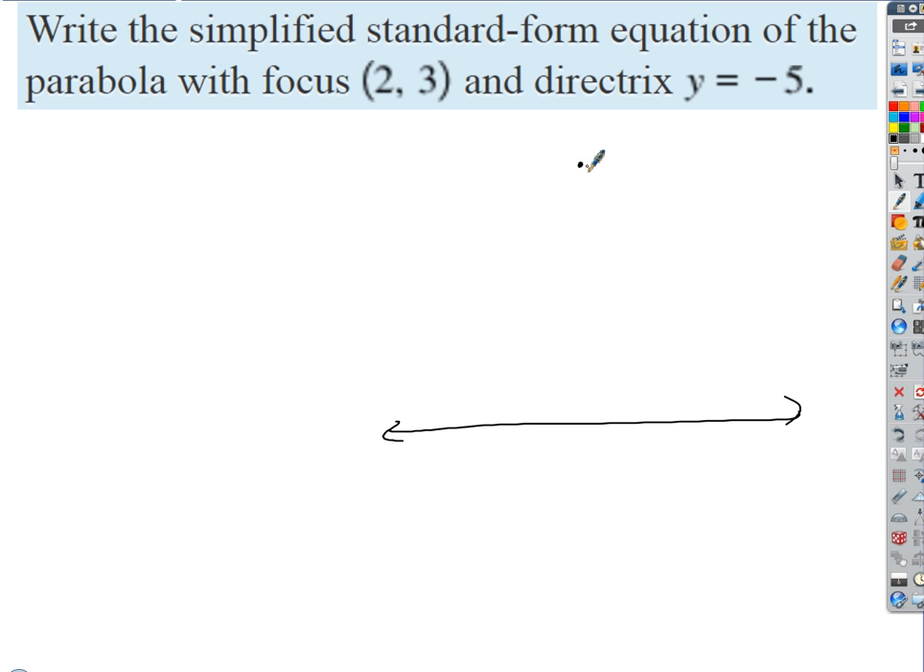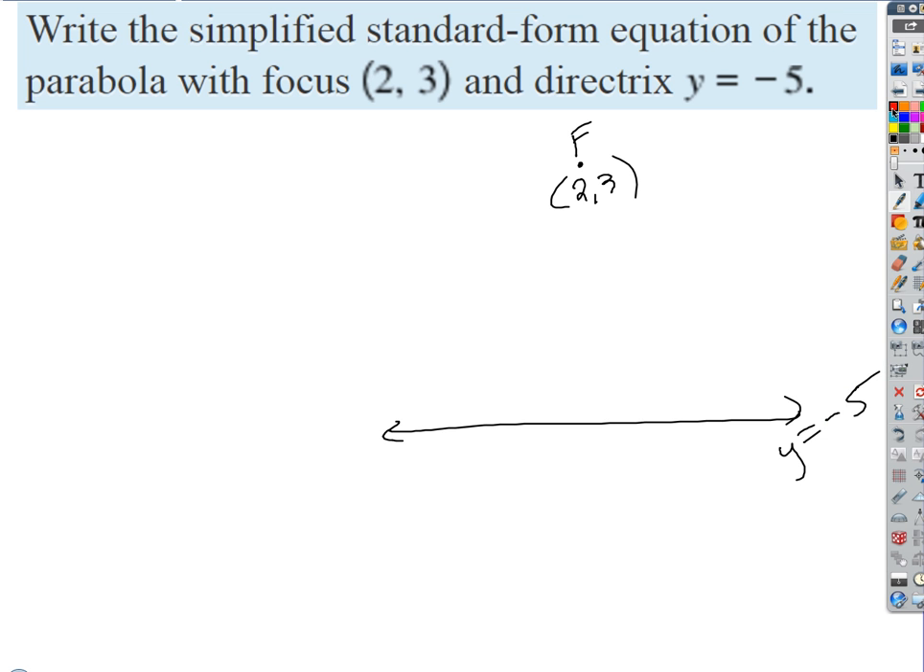You don't have to draw the x and y axes. That's not important, really. That'll just confuse you. Don't even bother with that. We just need to know we've got some representative point that's our focus, and we've got the directrix, which has the equation y equals -5.